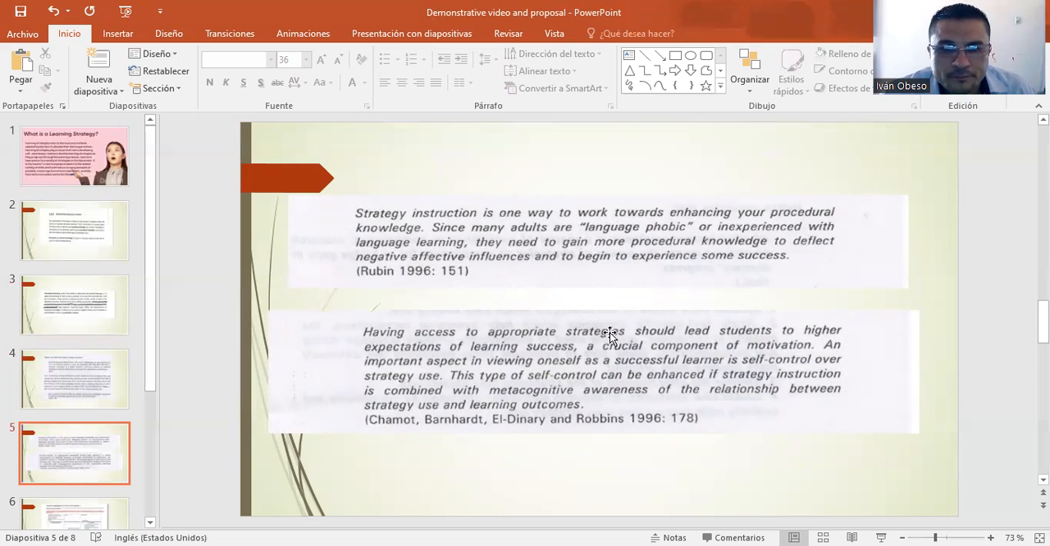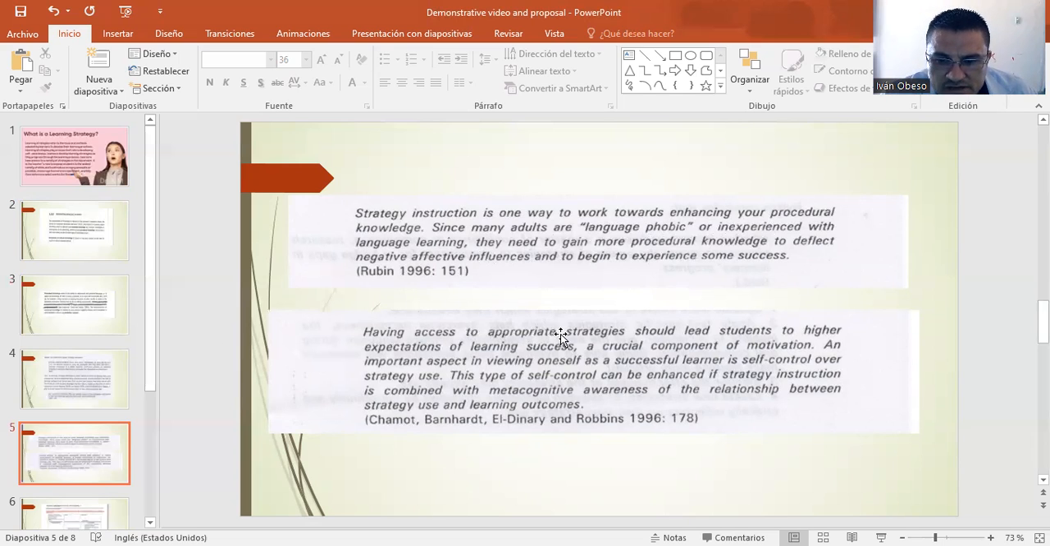Let's read a little more. Strategy instruction is one way to work toward enhancing procedural knowledge, since many adults are language phobic or inexperienced with language learning. They need to gain more procedural knowledge to deflect negative affective influences and to begin to experience some success.